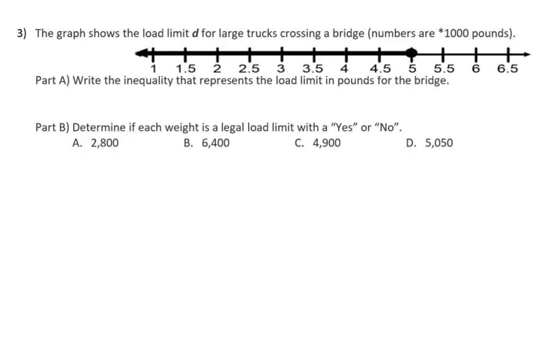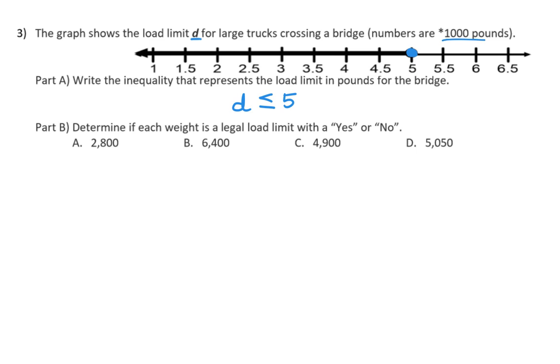All right, up next, the graph shows the load limit for large trucks crossing a bridge in thousands of pounds. So this 5 doesn't just represent 5, it represents 5,000. And it is a closed circle. So anyways, this starts off with a variable d, and it's a closed circle, so I know it's going to have the or equal to part, and our shading is to the left, so it's going to use the less than symbol, and that's a 5, so I'll put a 5.